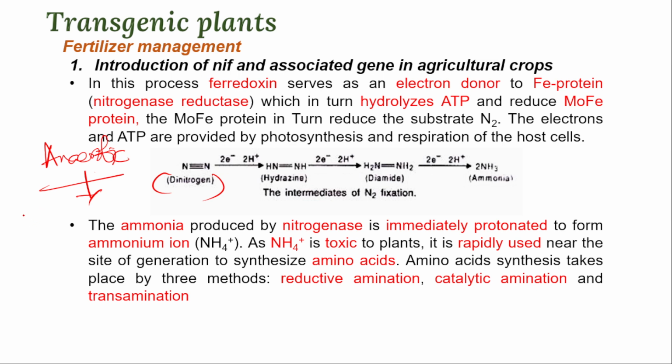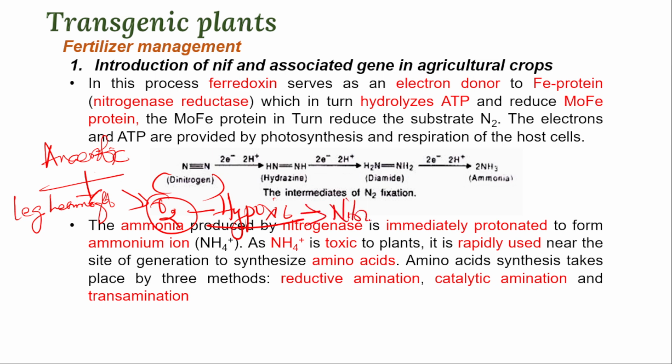the leguminous plants produce a special type of hemoglobin called leghemoglobin. What's the role of leghemoglobin? It will scavenge the extra oxygen in the root nodule and create a hypoxic condition. Hypoxic condition means oxygen concentration will be neutralized, so that the nitrogenase enzyme will fix the atmospheric nitrogen.